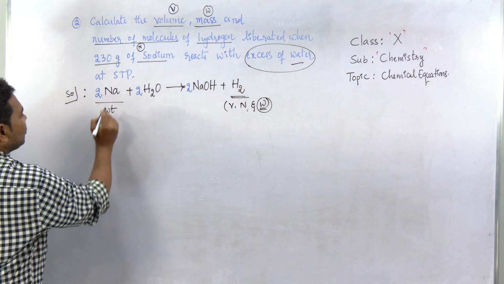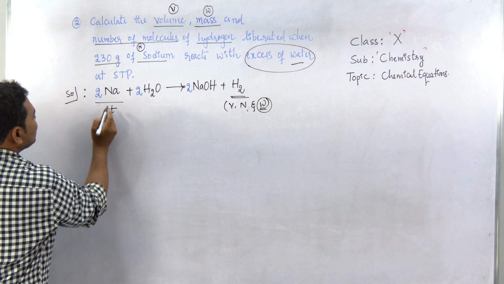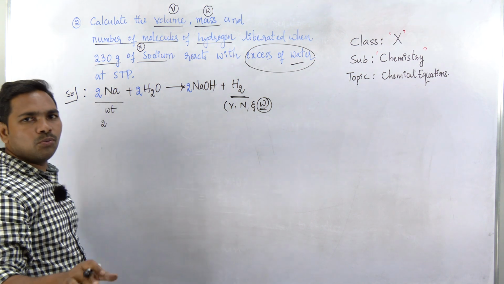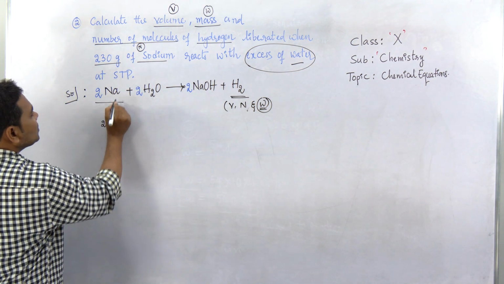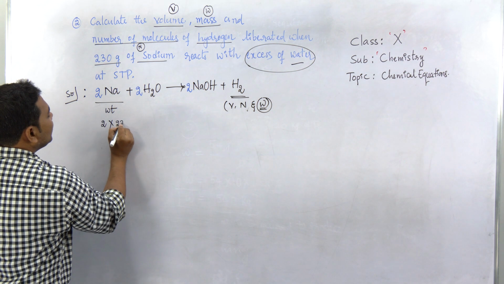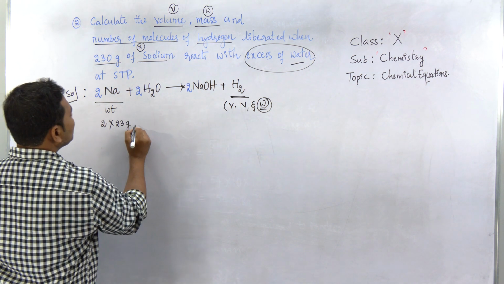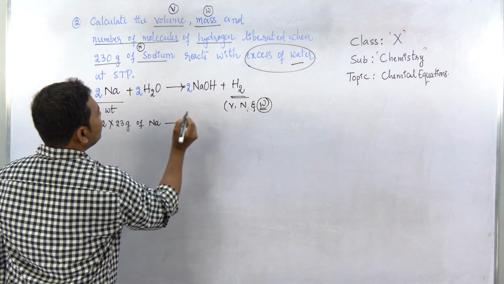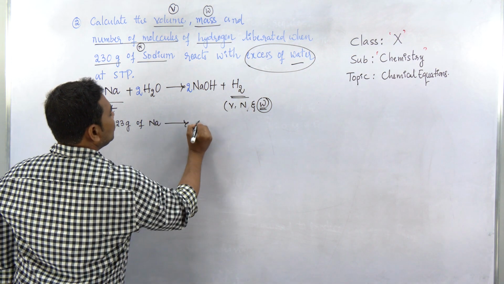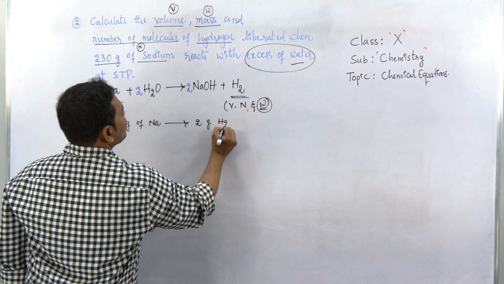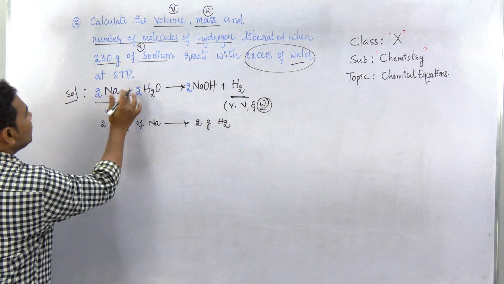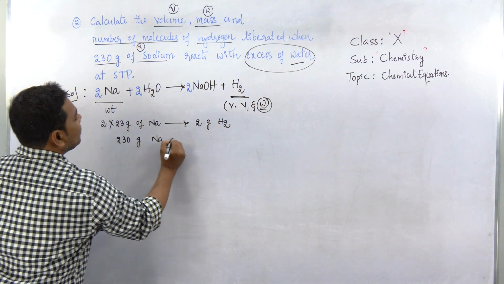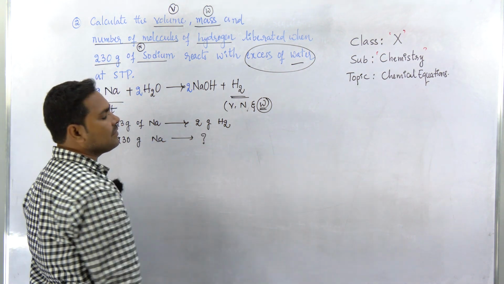From this balanced equation, we could write the weight. This is 2 into sodium, which means 2 moles. 2 Na means 2 mole. What is the molar mass of sodium? 23 gram. 2 into 23 grams of sodium produce 2 gram hydrogen. Then what is the given weight? 230 gram. Then 230 gram sodium produces what weight of hydrogen?